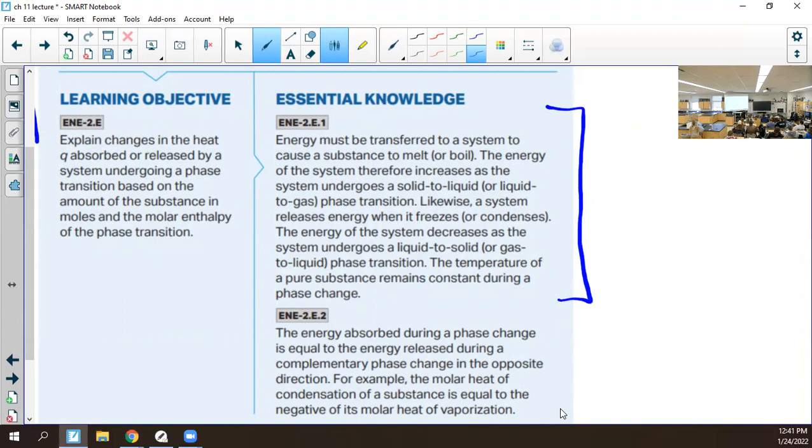We have to add heat, right? The energy of the system therefore increases as the system undergoes a solid to liquid or liquid to gas phase transition. You should be okay with that. The more heat you add, the more energy you have. So if it went from a liquid, which was medium, to a gas, which was high, obviously the energy increased, the temperature increased. Likewise, a system releases energy when it freezes or condenses. The energy of the system decreases as the system undergoes a liquid to solid, gas, whatever. The temperature of a pure substance remains constant during a phase change. This may be the only thing that's even remotely new to you, and it is important.